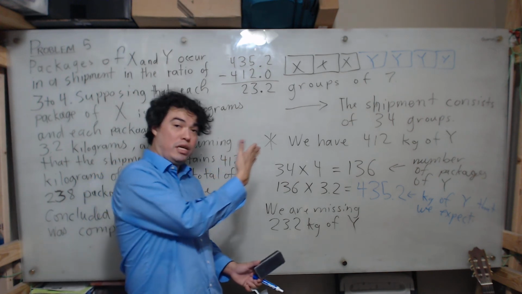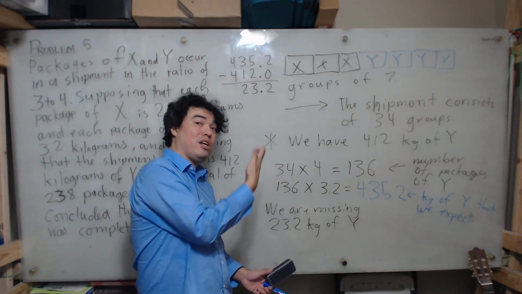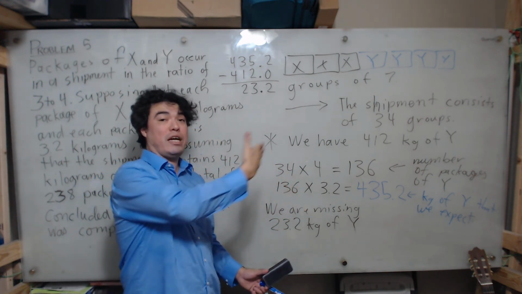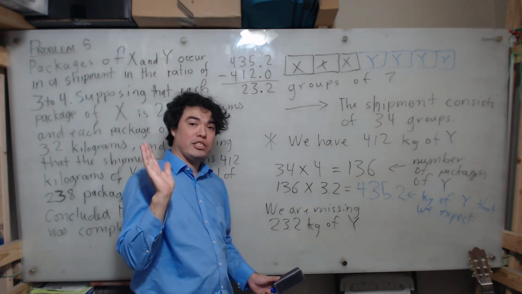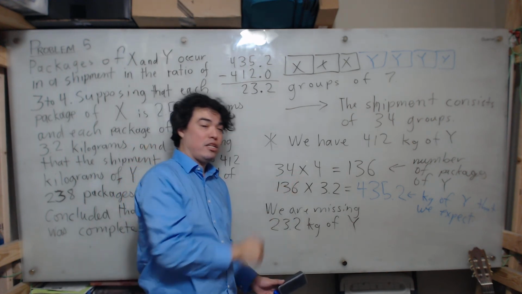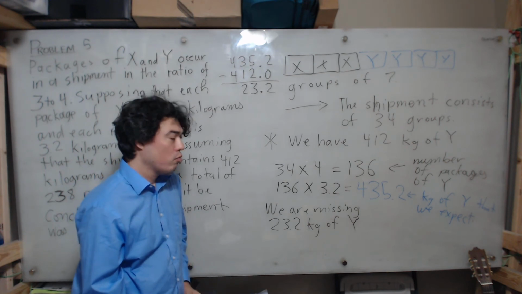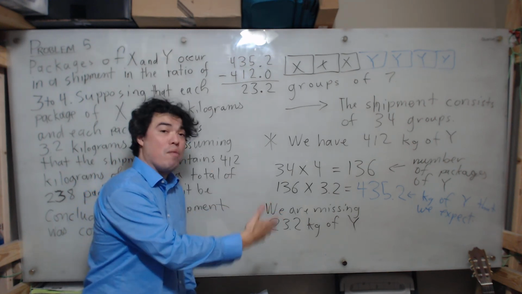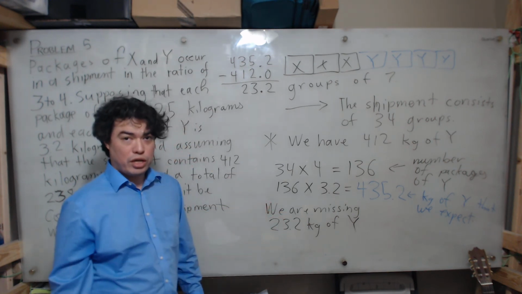But in fact, we found here that the shipment was not complete with respect to Y. So we could reach a conclusion, regardless of the situation with the X, that the shipment was not complete. Moreover, we were able to discover how much was missing. 23.2 kilograms of Y were missing.